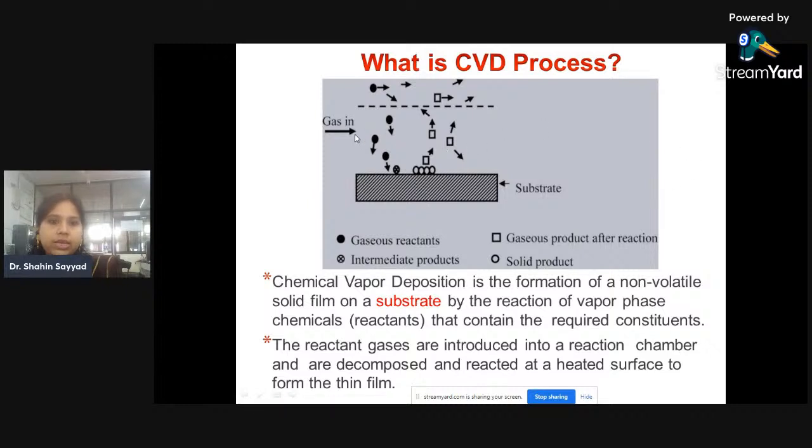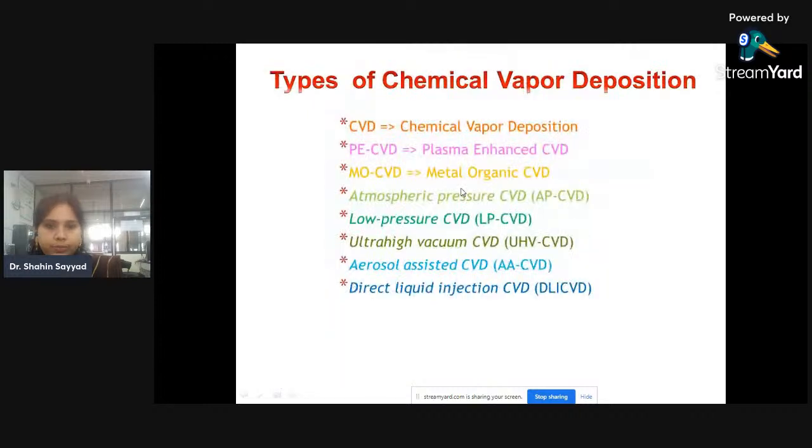Here we are having the gaseous reactants. Gaseous reactants will react on the substrate. They are breaking down into the desirable product, and the byproduct is evaporated in the form of a gas, and the main product will be deposited on the substrate.